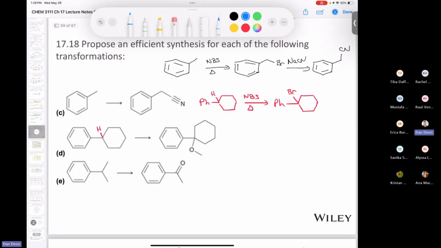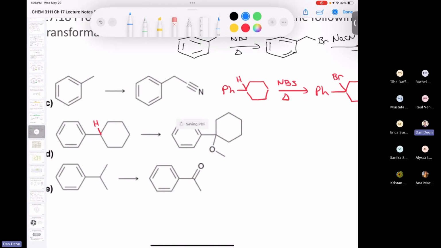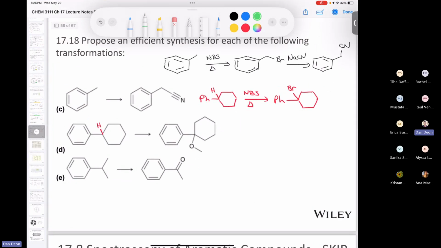So all we have to do for the last step is just to treat it with methanol. Come on, iPad. There we go. So we're just going to take this compound and we're going to treat it with methanol, and that is the final step. Okay, it's not nearly as complex as you might think it is, like having to do anything extra special there.